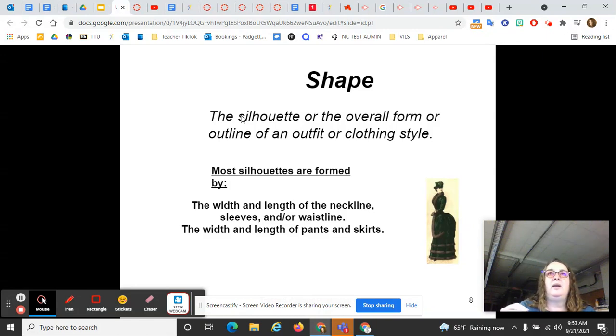When you look at the shape or the silhouette, you need to be looking at width and length of the neckline, your sleeves, your waist. Again, with pants and skirts, width and length.